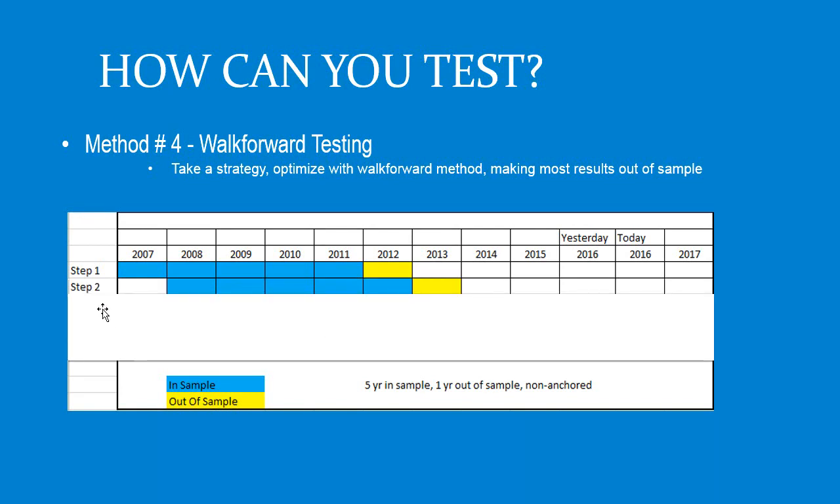Then you run a next step where now you shift this window 1 year. So now you test from 2008 through 2012. That becomes your new in sample period.